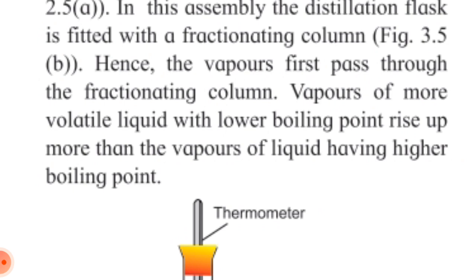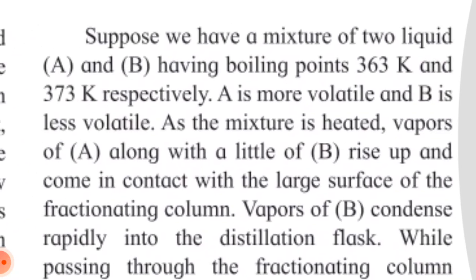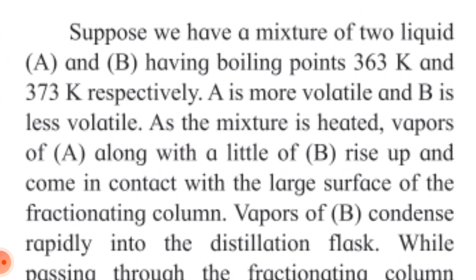Hence, the vapor first passes through the fractionating column. Vapor of the more volatile liquid with lower boiling point rises up more than the vapor of the liquid having higher boiling point. Suppose we have a mixture of two liquids A and B having boiling points 363 Kelvin and 373 Kelvin respectively. A is more volatile and B is less volatile.